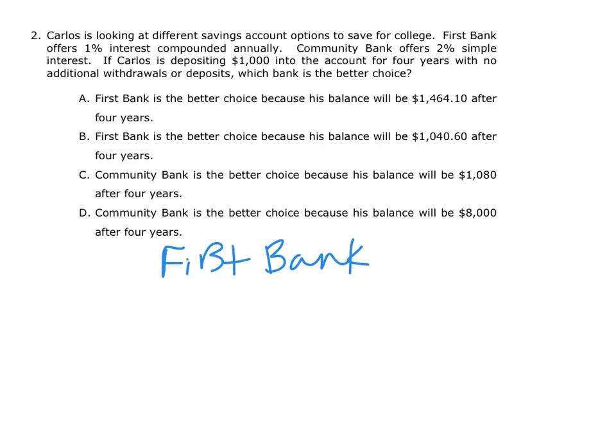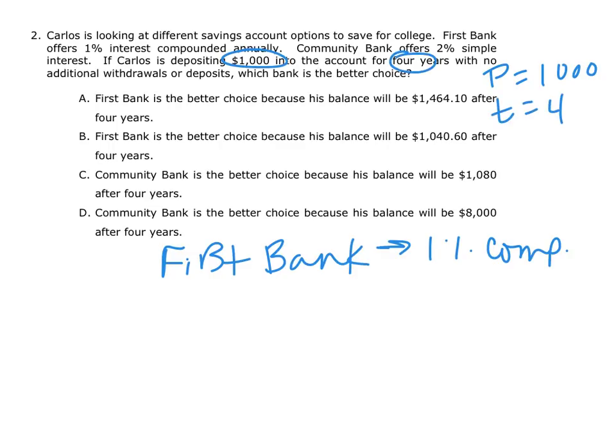Okay, First Bank gives me 1% compound interest. All right, so it's $1,000 for the P each time, so P is 1,000. Time is 4 years, and then my rate, it's different for each of them. So this says compound, so I'm going to use this formula, capital P, 1 plus my rate to the T. So that means it's the total amount in my account when I'm done.